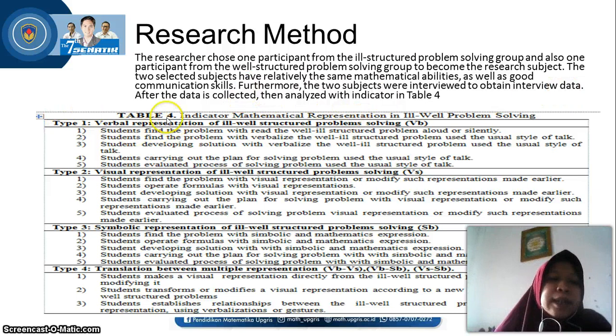shown in table 4. These are the indicators for type 1, verbal representation; type 2, visual representation; type 3, symbolic representation; and type 4, translation between multiple representations: verbal to visual, verbal to symbolic, or visual to symbolic.